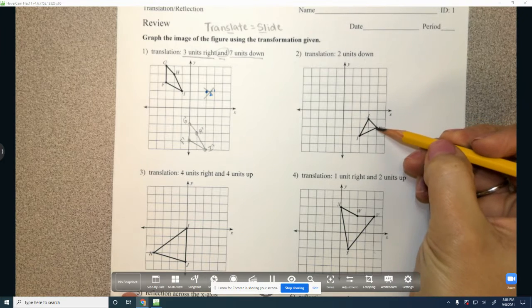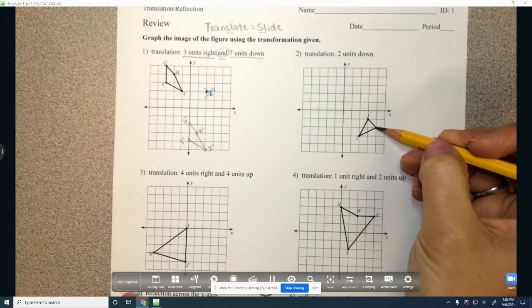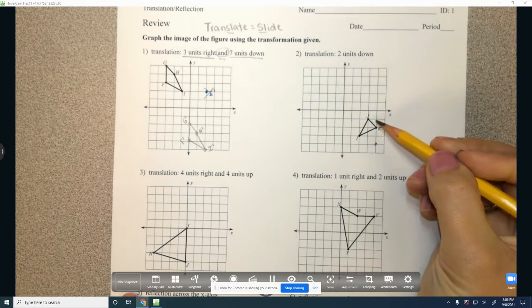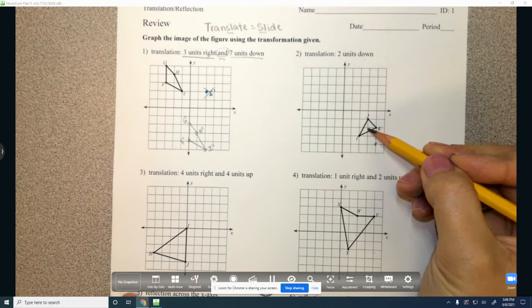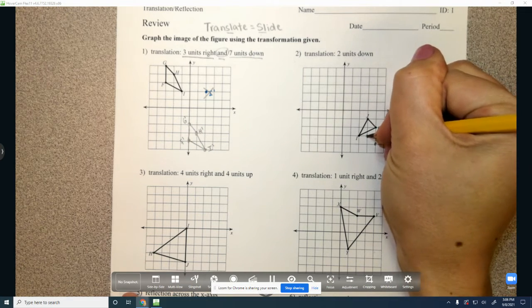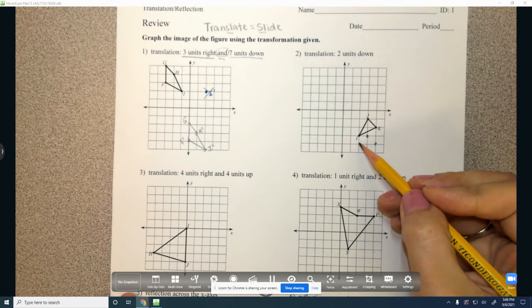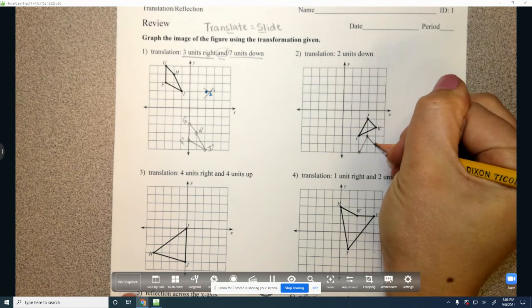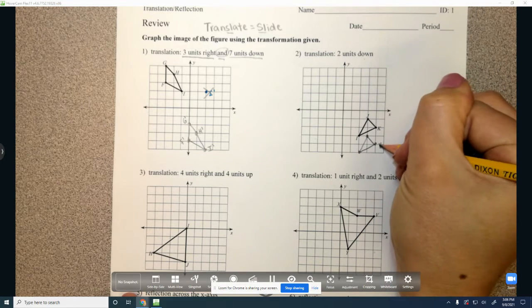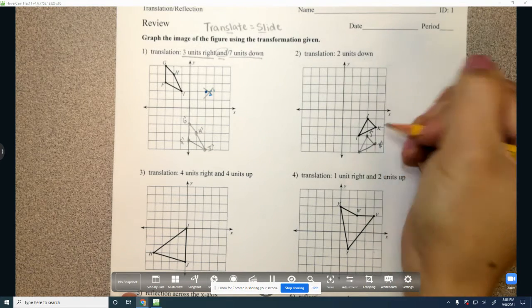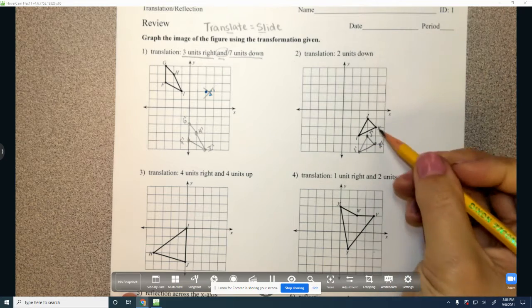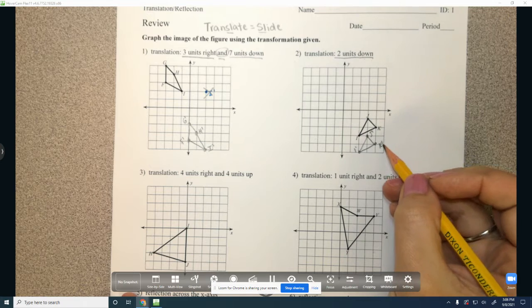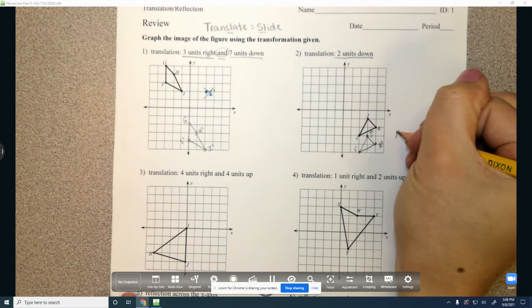So I'm going to choose a point. I'm going to start with K, and I'm going to go 2 down. 1, 2. I'm going to do 2 down with J. 1, 2. And then I'm going to go 2 down with I. 1, 2. I'm going to connect all my dots. And if you look, I have the exact same image, but 2 units down.